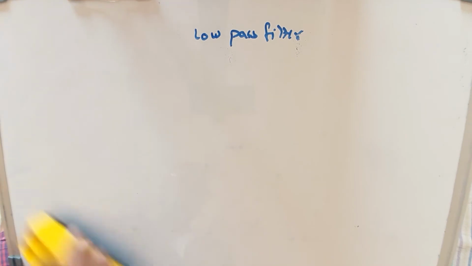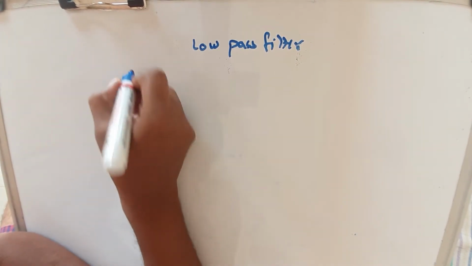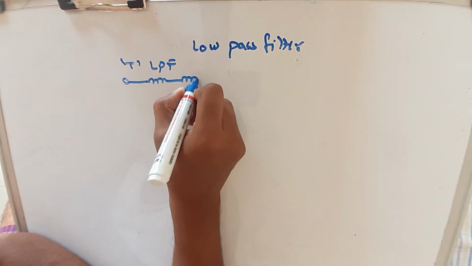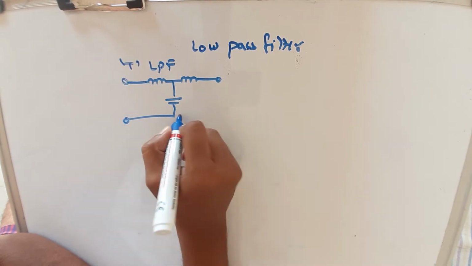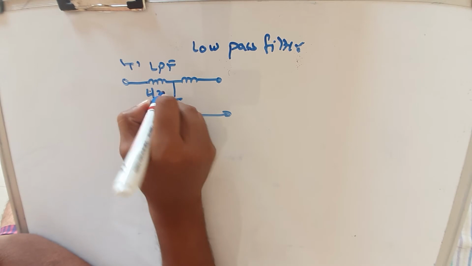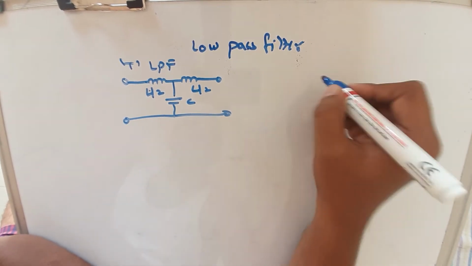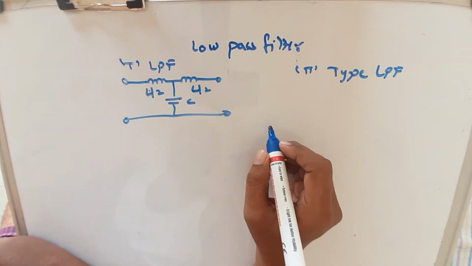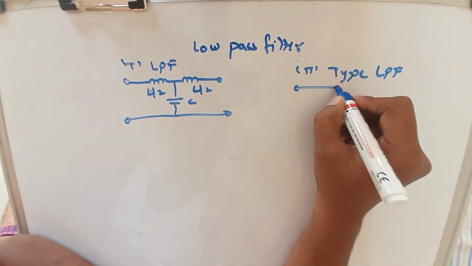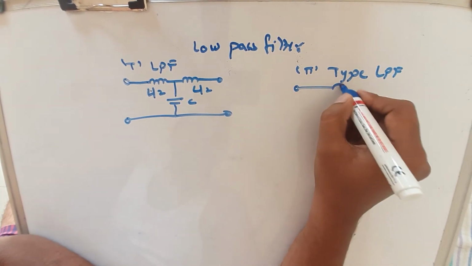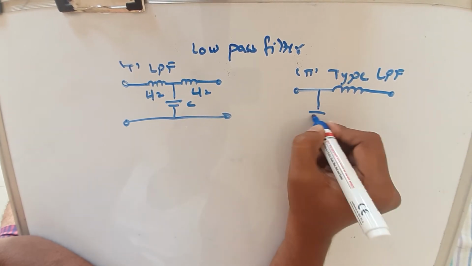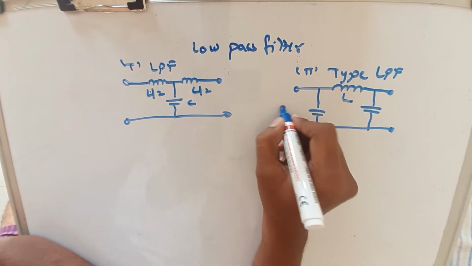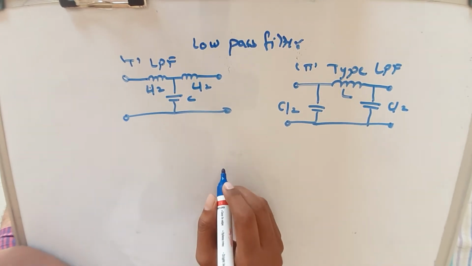Again I will draw it, and then how to design a low pass filter. For the T type low pass filter, the values are L by 2, L by 2, and C. And for the pi type low pass filter, this is L, C by 2, C by 2. Okay, now we will design the low pass filters.